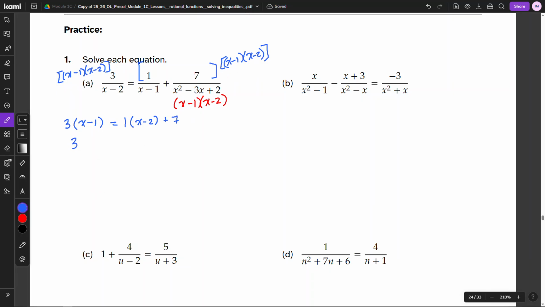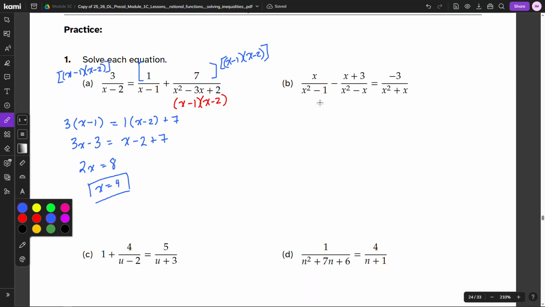So solving, we have 3x minus 3 is equal to x minus 2 plus 7, which means that 2x is equal to 8. And so my solution would be x equals 4. That's not restricted from my domain, so I do have an actual solution. Okay. If I look to B, all right, let's see if anything factors.